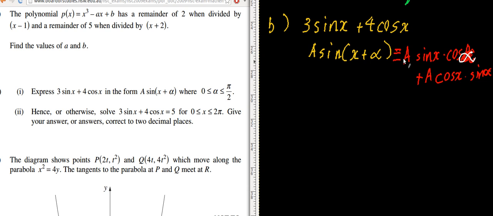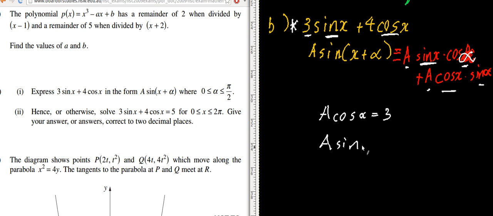Now I need to look at the original equation that I got. If you look at the first term, I have 3 sine x. I have a sine x over here, there's a cos x over here, there's a cos x over there. So basically what this means is that my a cos alpha is equal to 3, and a sine alpha from the second term has to be equal to 4.